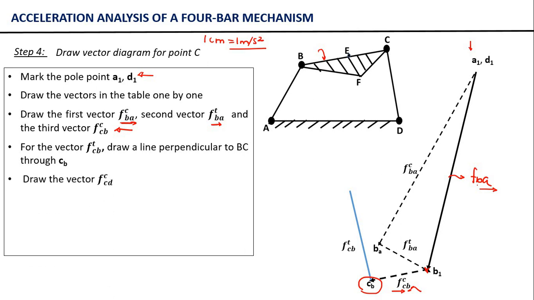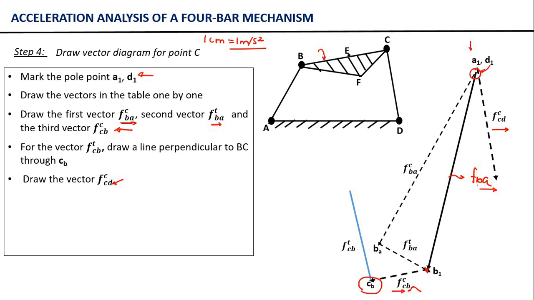Now let's move to the next vector, which is FCDC. Again FCDC, you see here the tail point of this vector is basically point D, and this point we have already located in the acceleration vector diagram with this D1 notation. Now through this point D1 we will draw a line parallel to CD. And again we will take the magnitude we showed in the table. So now let us draw this FCDC component. Once we have drawn it, you can check it out here.